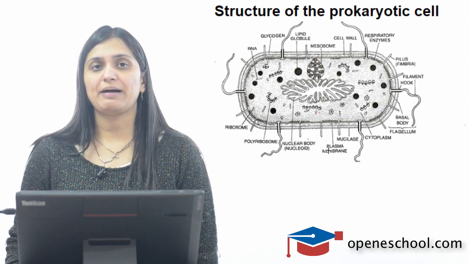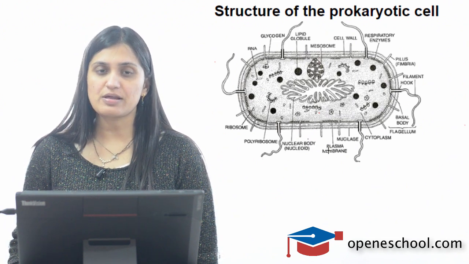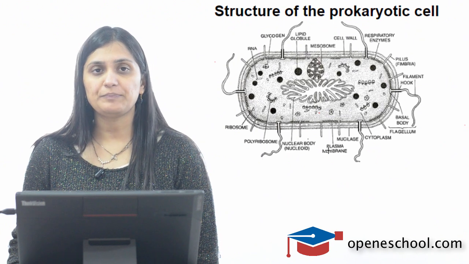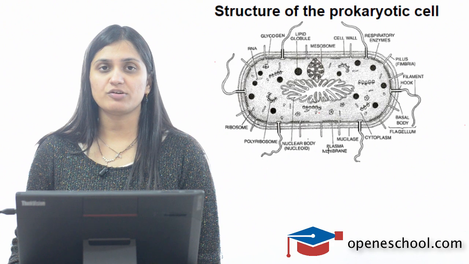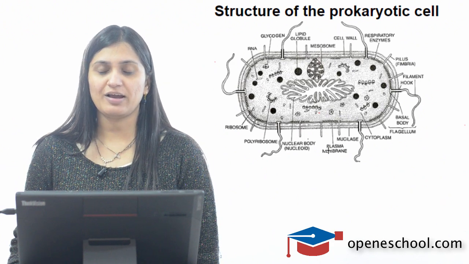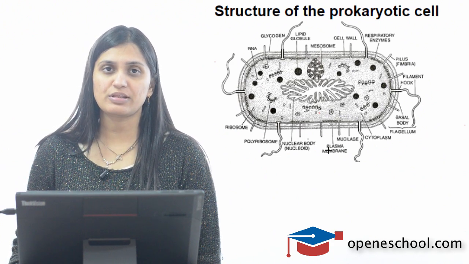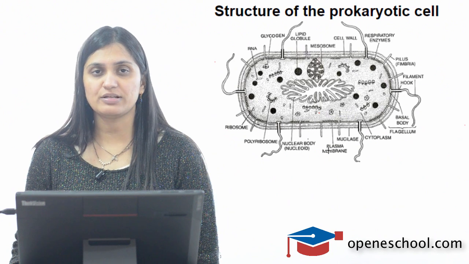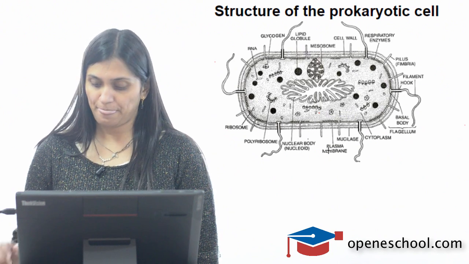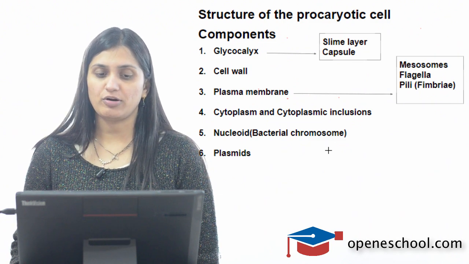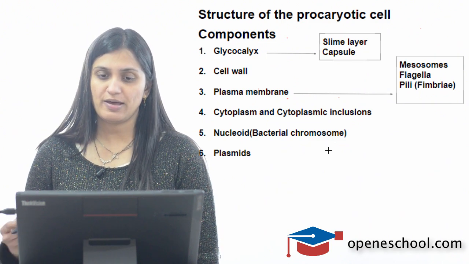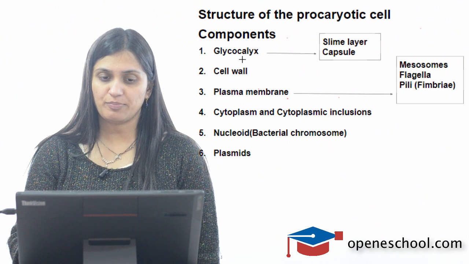Now, basically the bacteria are unicellular organisms. They are made up of a single cell and they are devoid of chlorophyll. They have a naked DNA which is not surrounded by a nuclear envelope. It lies directly in the cytoplasm of the cell and they have the reserve food materials in the form of glycogen. Now, coming to the structure of the bacterial cell or a prokaryotic cell, there are following components present in the bacterial or a prokaryotic cell.